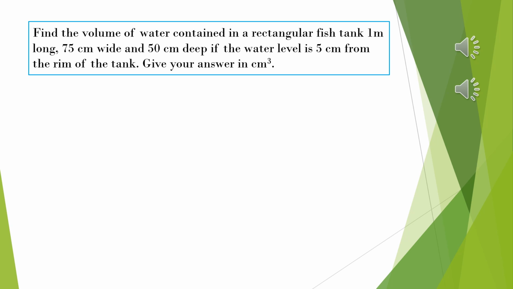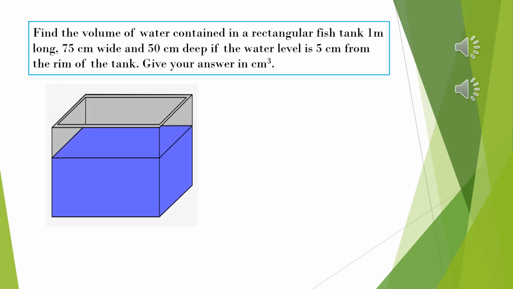Okay. Welcome back. So again, the problem is to find the volume of water contained in a rectangular fish tank 1 meter long, 75 centimeters wide, and 50 centimeters deep. If the water level is 5 centimeters from the rim of the tank, give your answer in cubic centimeters. Okay, so first of all, we're going to show a rectangular fish tank.